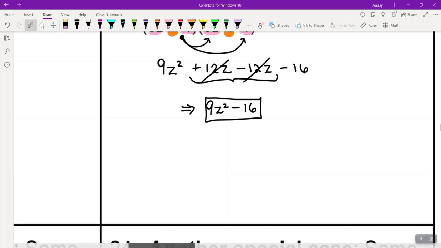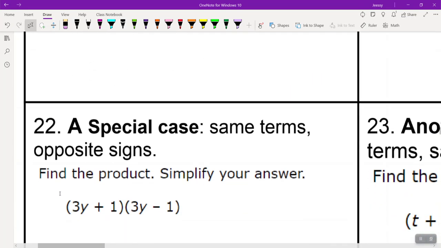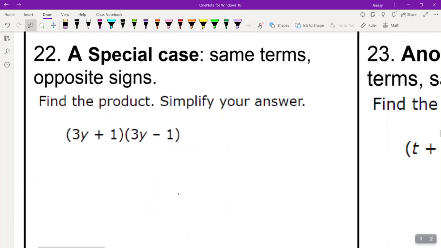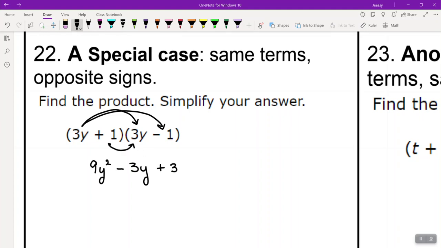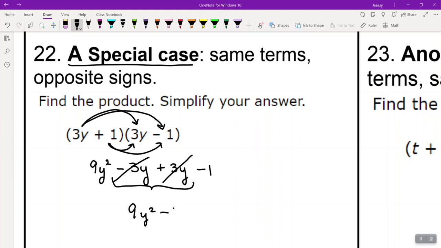Yes? All right, the next one, let's go. What's 3y times 3y? What's 3y times negative 1? What is 1 times 3y? And what is 1 times negative 1? Once again, it's another special case where you have the same terms, opposite sign. And look, yes, the middle terms end up canceling. One is positive and one is negative. So your final answer is going to be 9y squared minus 1.